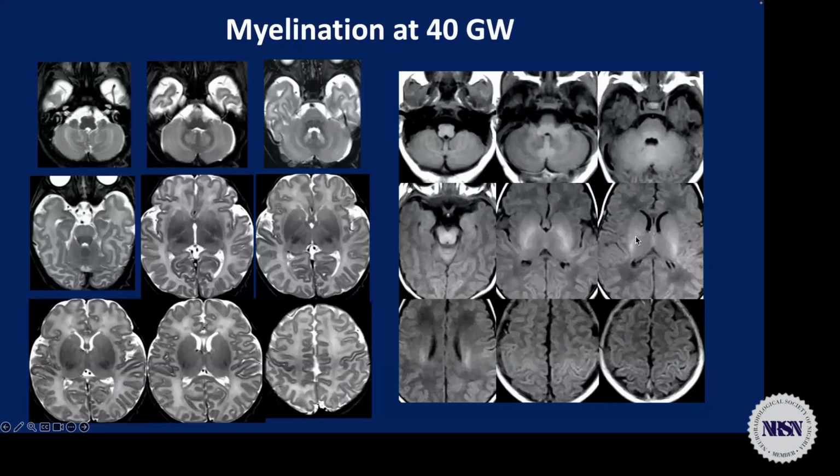You can see here the hyperintensity in this case is just due to the presence of myelin, but it is the only part of myelinated white matter that you can see in the supratentorial compartment.